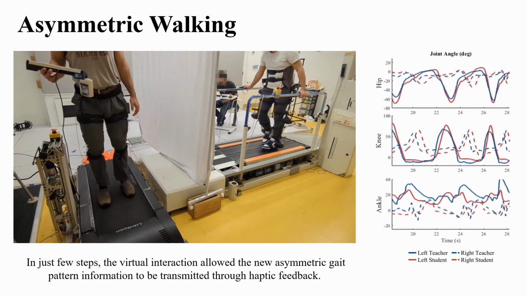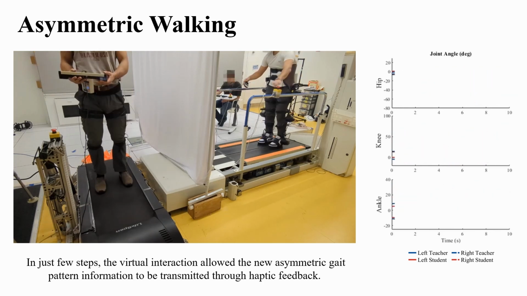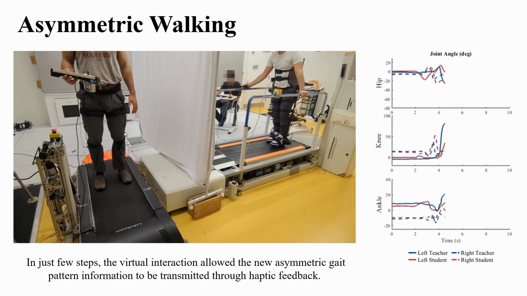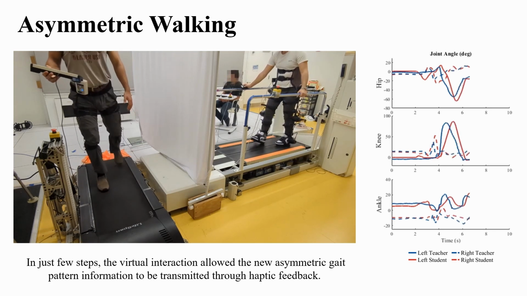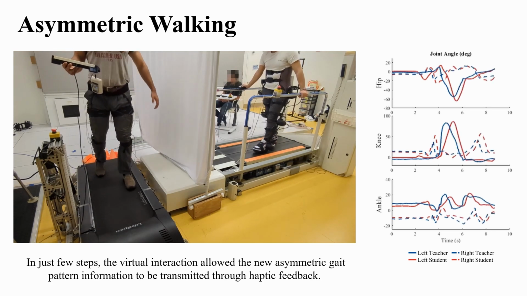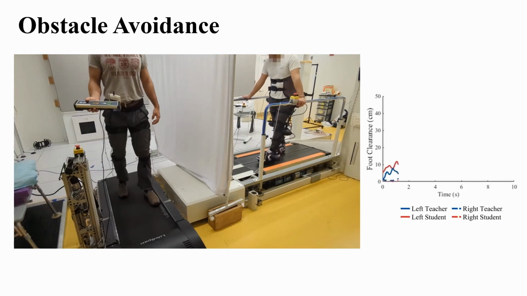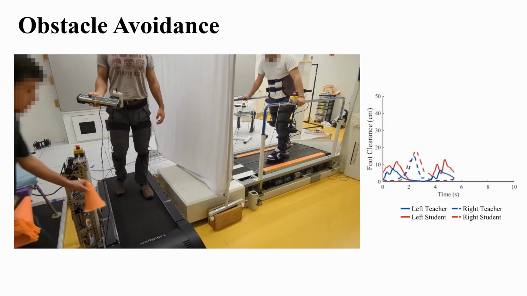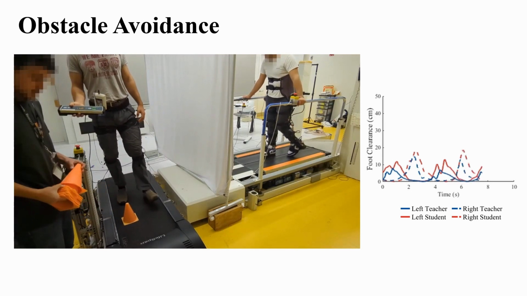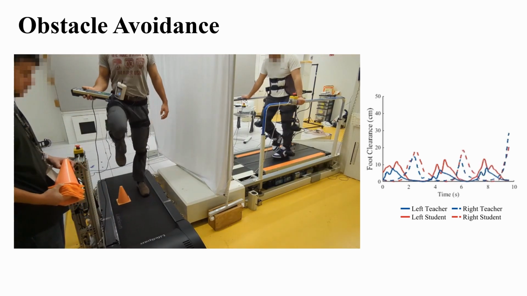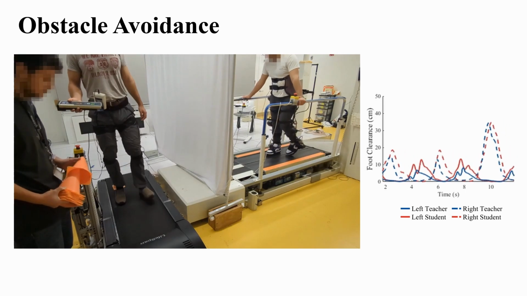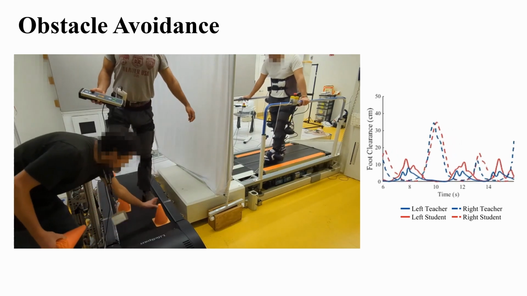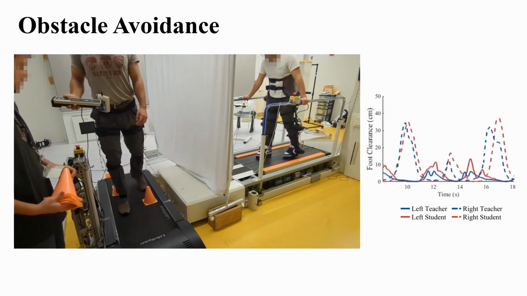In a rehabilitation scenario, this framework could allow a therapist to naturally transition between different rehabilitation exercises, such as overground walking to stairs, while providing multi-joint assistance to their patient. In the third scenario, the stiff virtual interaction was evaluated during an obstacle avoidance task. The teacher stepped over randomly placed physical obstacles, while the student was asked to follow the suggested movements. These physical obstacles were perceived by the student as random variations in the natural gait pattern.